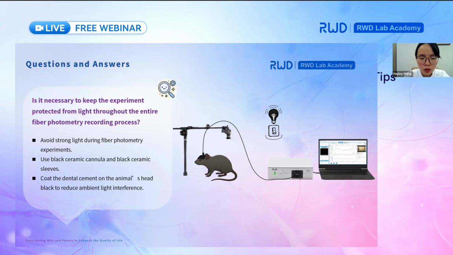So the first question is, I have experience using the RWD multi-channel system, and sometimes I can see fluctuations on the red 550 nanometer channel while it is actually GCaMP. Is it artifacts?